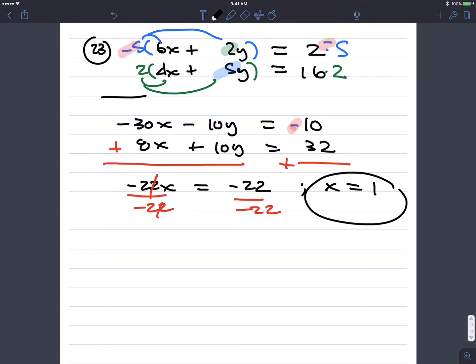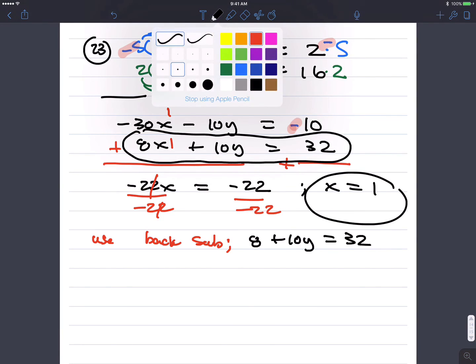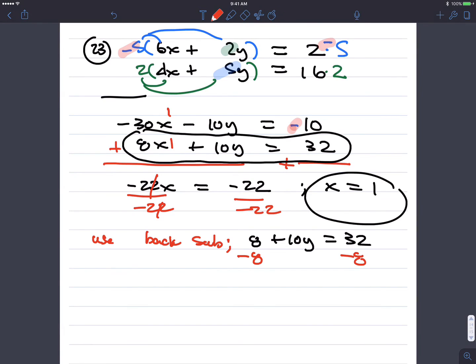Right, we're going to use back sub. We're going to plug x being 1 into our equations. I'm going to use that second equation again. Use this one. That gives me 8 times 1, which is 8 plus 10y, and that'll be 32. I'm going to subtract my 8 from both sides. Looks like we are not so careful today. X is actually negative 1. Okay? Go back. It's going to change a few things.